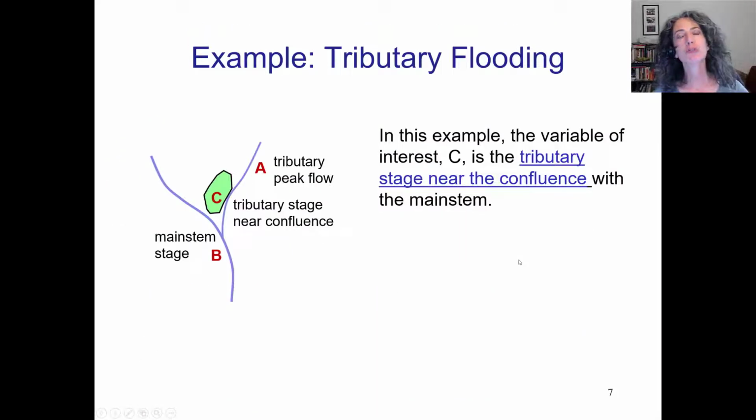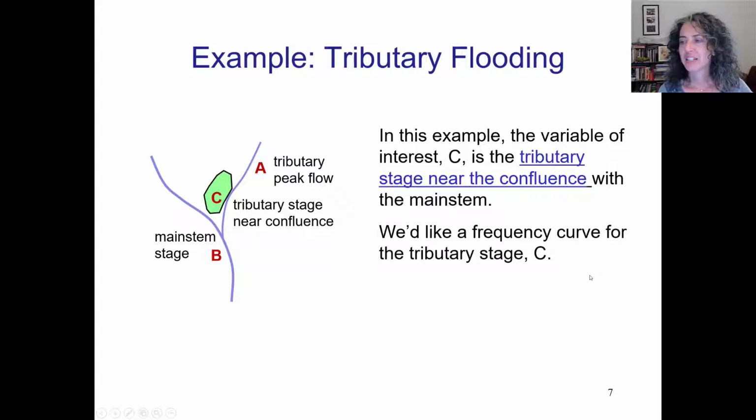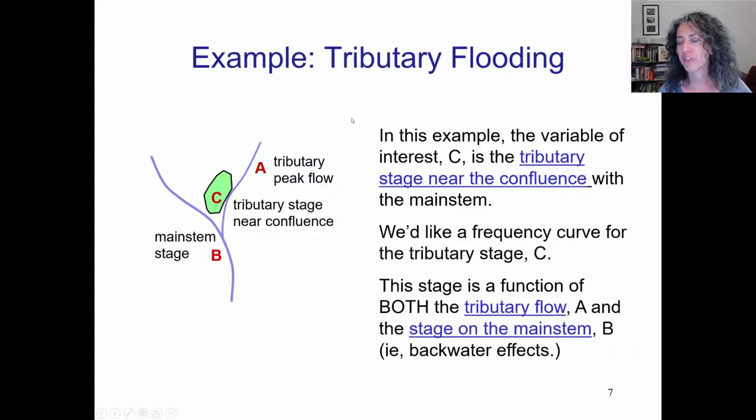So to describe the theory and the questions we're going to ask, I'm going to walk forward with the tributary flooding example. In this case, we wanted the stage frequency curve at C, and this is influenced by both the tributary flow A and the stage on the main stem B, where this stage might cause some backwater up the channel.